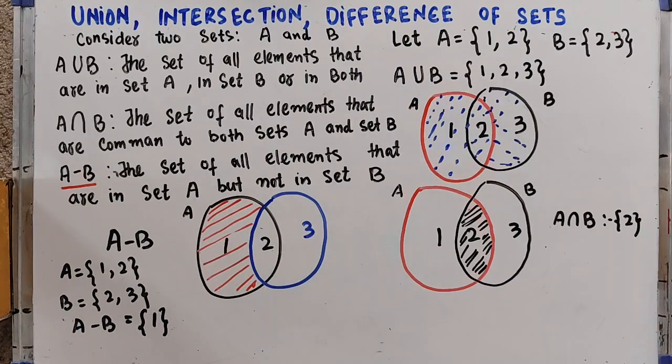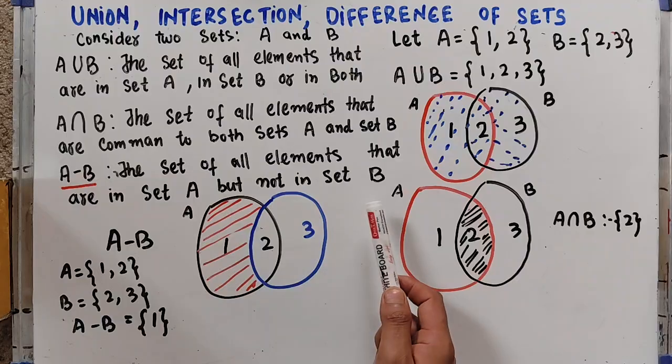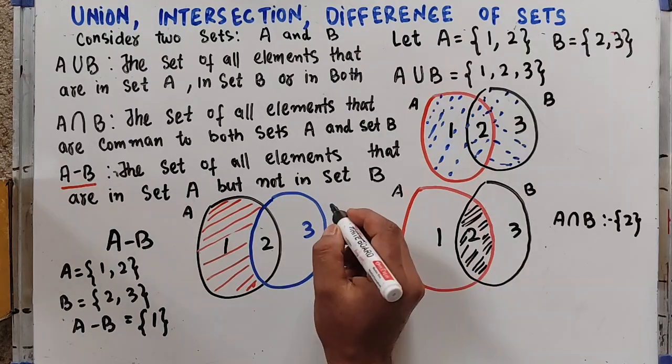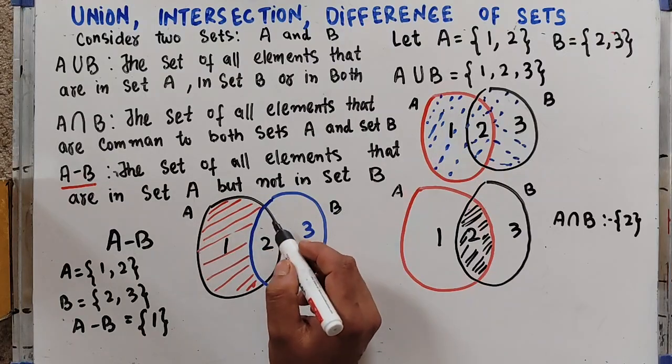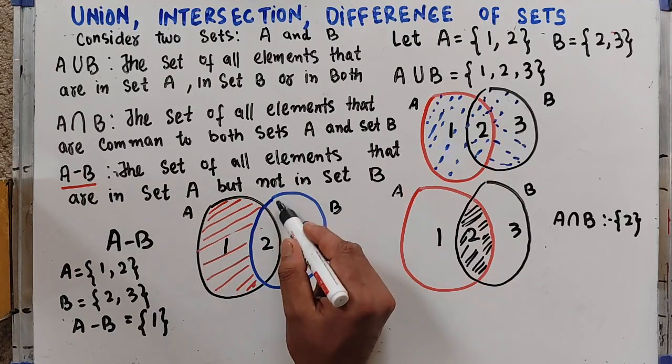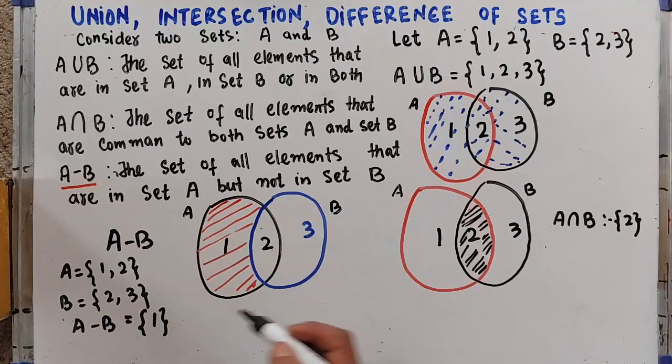I hope you got the idea of what is meant by the union, intersection and difference of sets. So in the difference what we see are the elements that are present in set A but not in set B. Since B is this very area, from this set we subtract this area. So only one element is present here.